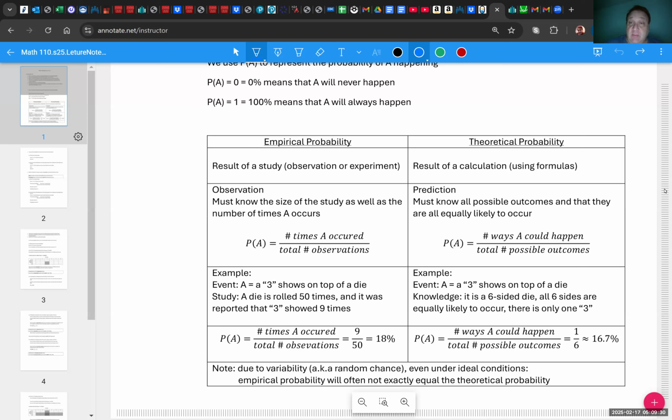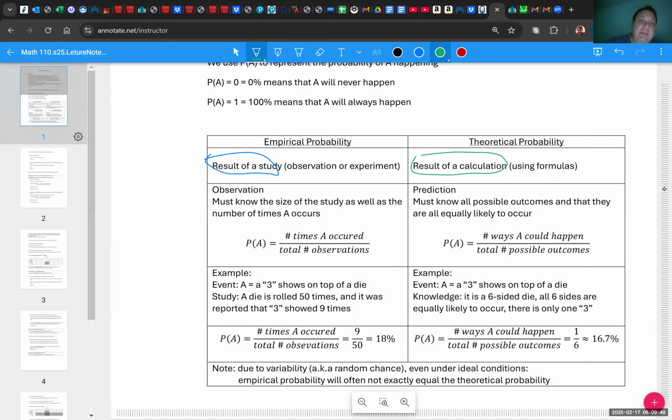Whereas a theoretical probability is the result of a calculation. You're going to use some formulas. So this is the big difference. The empirical is a result of a study, and the theoretical is a result of a calculation. So let me go down and explain empirical first, and then I'll do theoretical second.